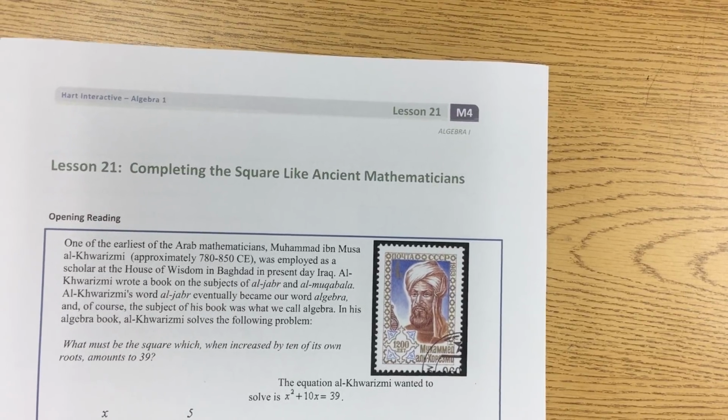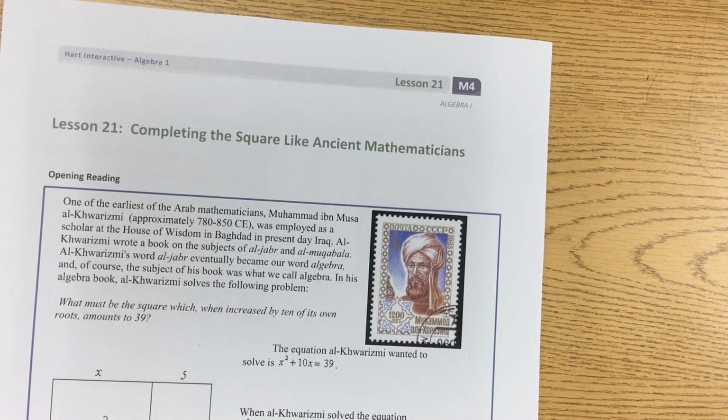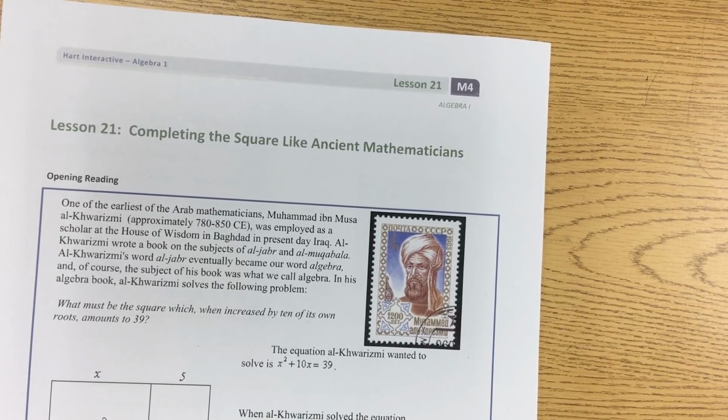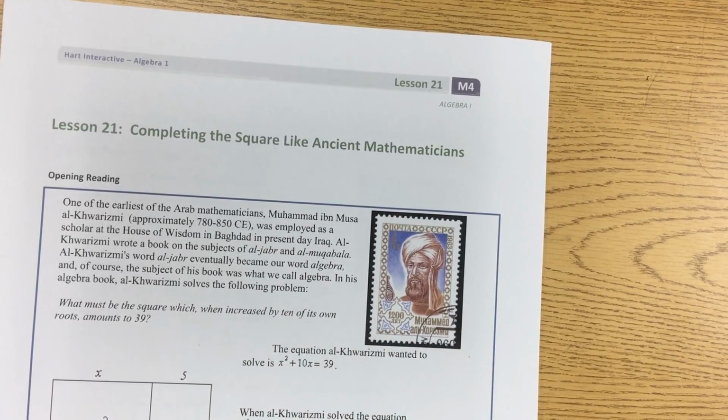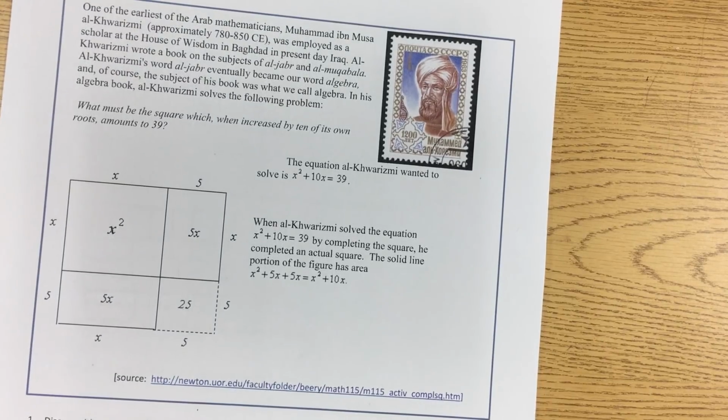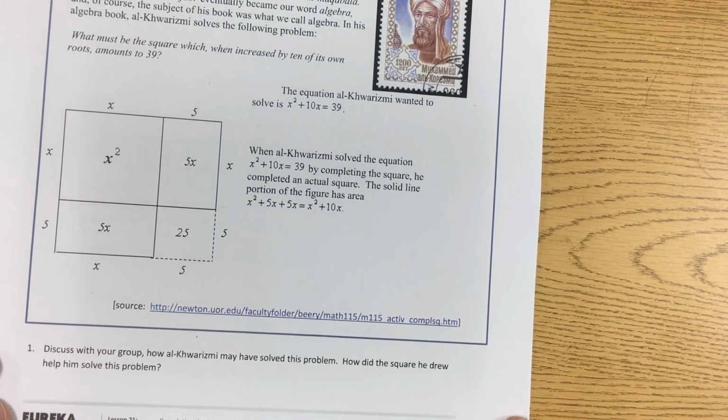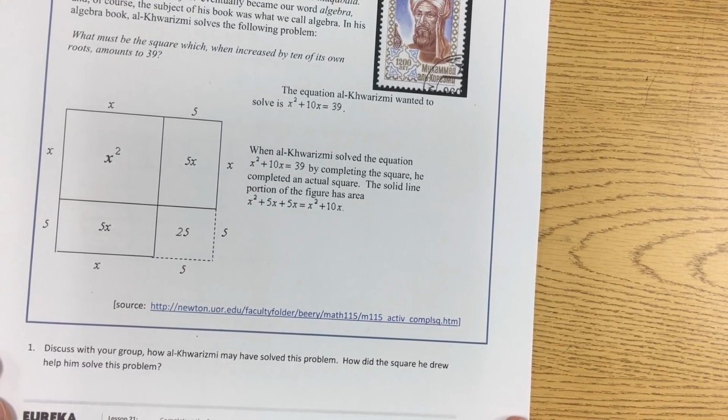Okay, so we're starting out with completing the square like ancient mathematicians. What you need to do is go ahead and read over this and then discuss with your group on number 1. Pause the video.